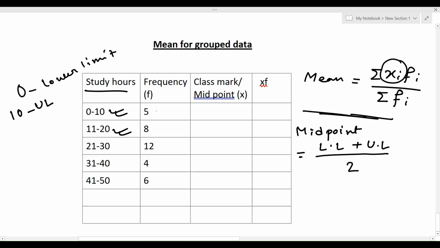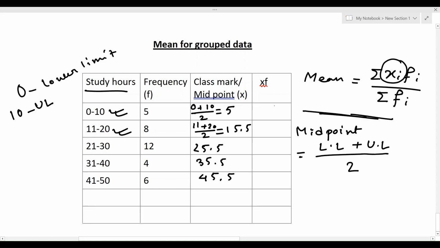So for the first class, the midpoint will be 0 plus 10 by 2, that is equal to 5. For the second class, we have 11 plus 20 by 2, that is equal to 15.5. Like this, we have to calculate all the other class marks. For the third one, it will be 25.5. For the fourth one, it will be 35.5. And for the last one, it will be 45.5.